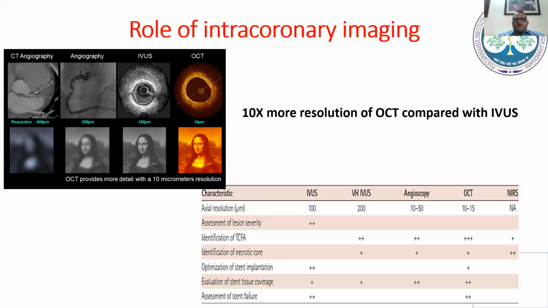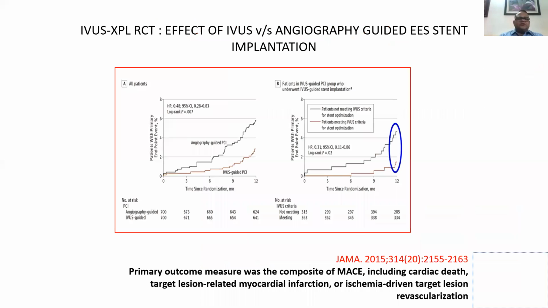Thin cap fibroatheroma can be very well visualized with OCT. For identification of the necrotic core, it's NIRS, near infrared spectroscopy, which now has more advantage compared to routine angioscopy or OCT. For optimization, we routinely use IVUS, and nowadays OCT as well. If you see stent tissue coverage, it is very well defined, along with stent edge dissection and malapposition, which can be very well visualized with OCT. Assessment of stent failure at follow-up can be done by both modalities, whether IVUS or OCT.